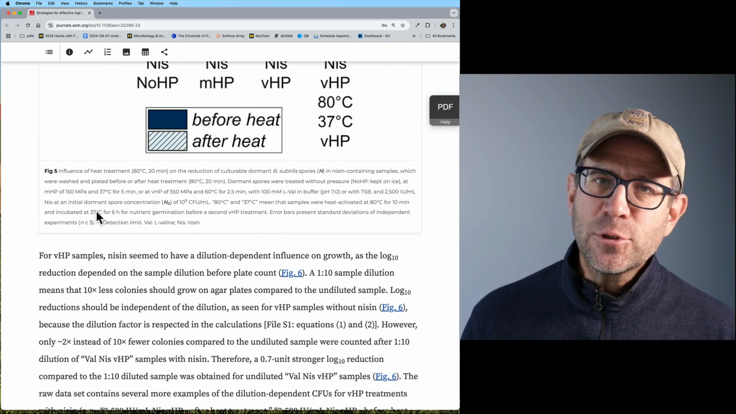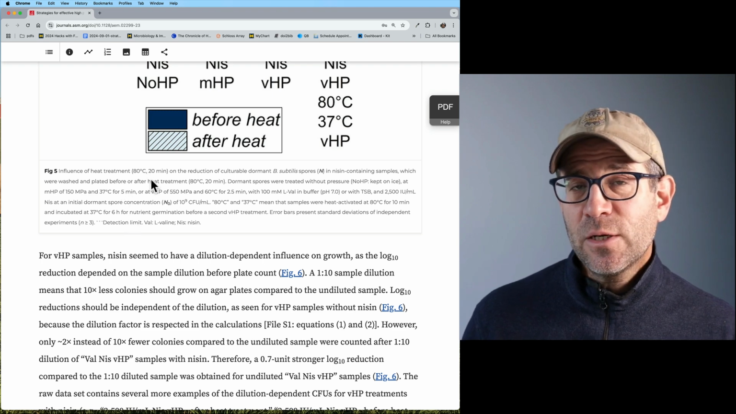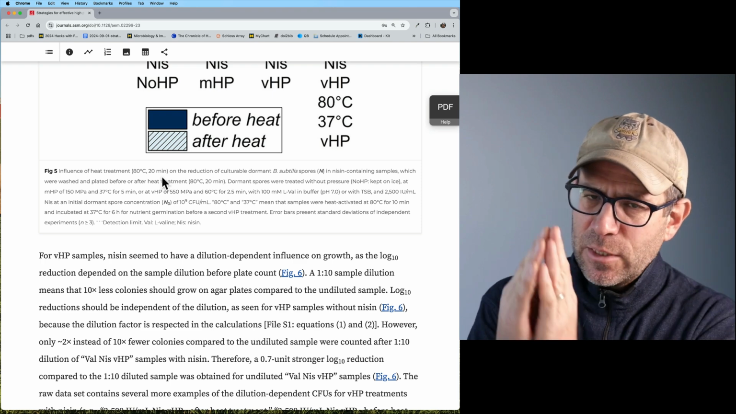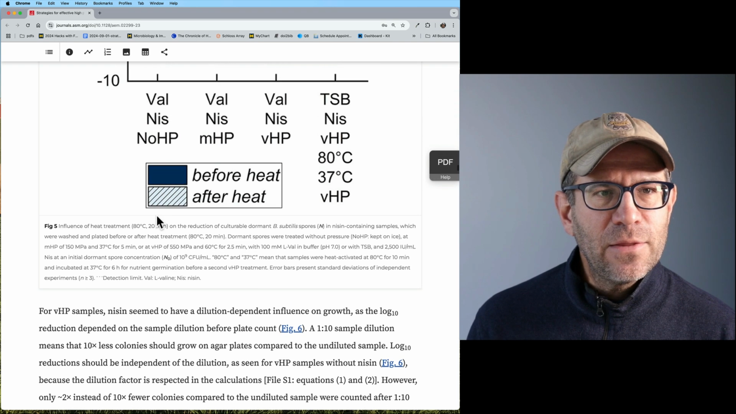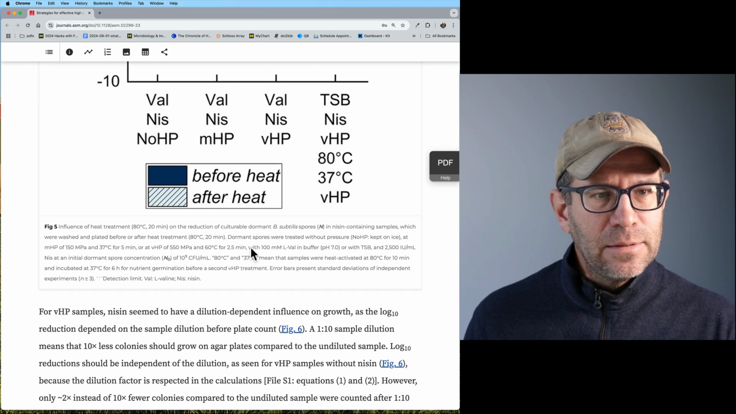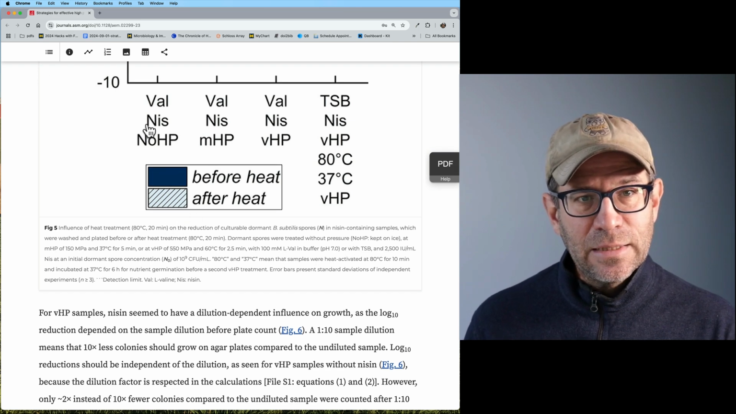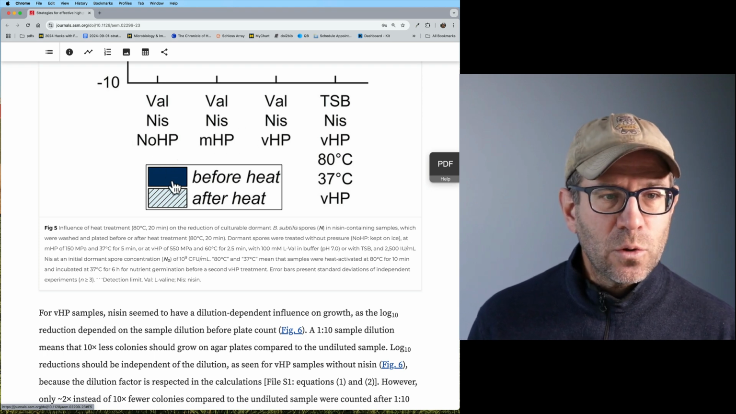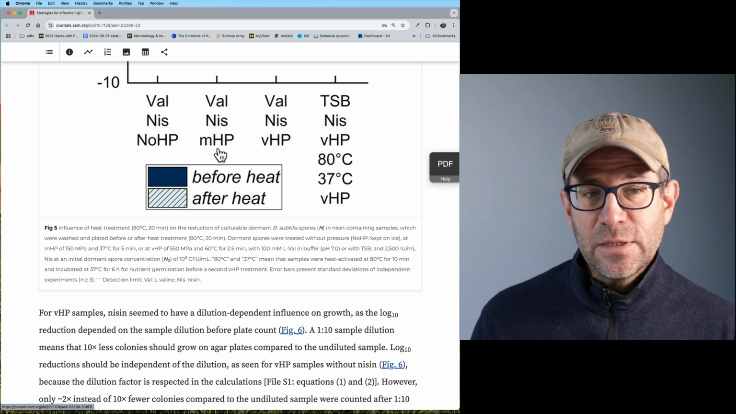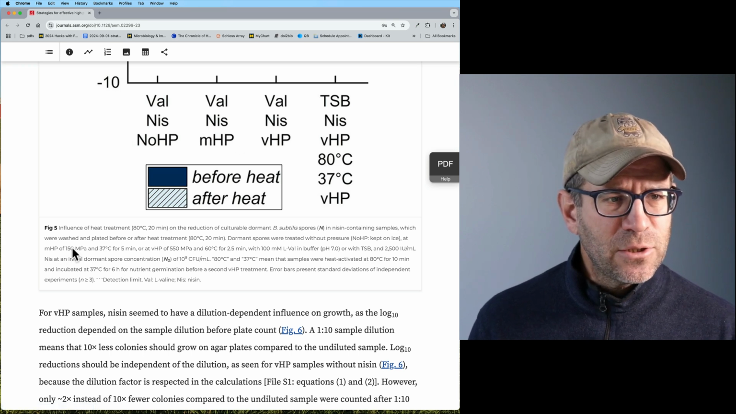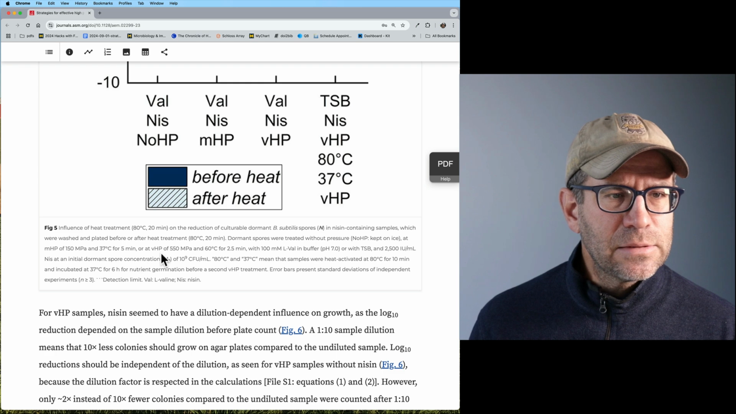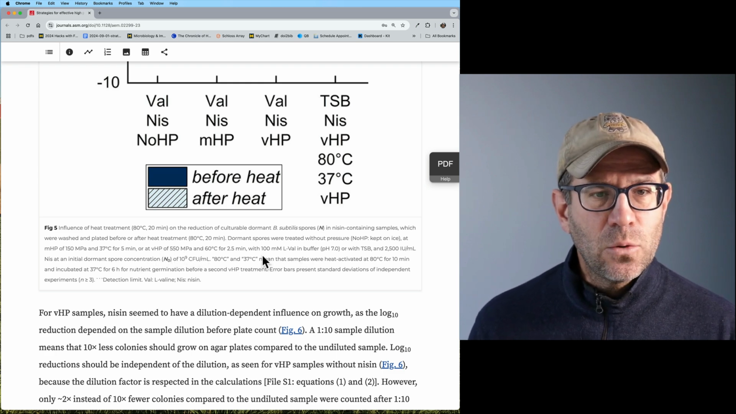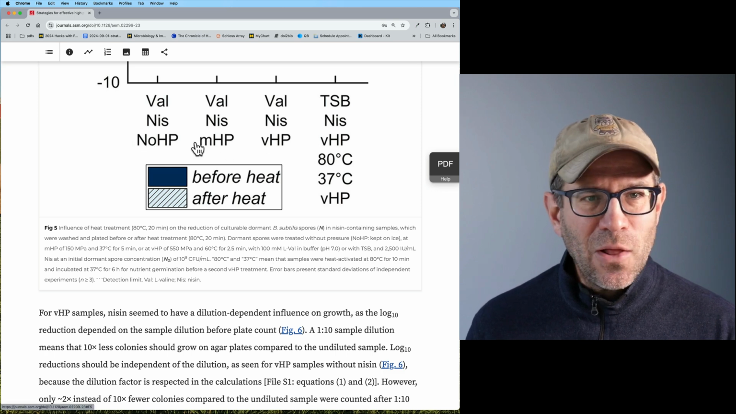So in the caption for the figure, they indicate that the heat treatment was 80 degrees Celsius for 20 minutes. And so they had cultures that either didn't receive that treatment or did receive that treatment. And then they had nisin or not, which is the second line in the axis labels, and whether or not it received high pressure, that's the no HP, or that did receive moderate high pressure, and that moderate high pressure is 150 megapascals, or very high pressure at 550 megapascals. And that's this third line in the captions.